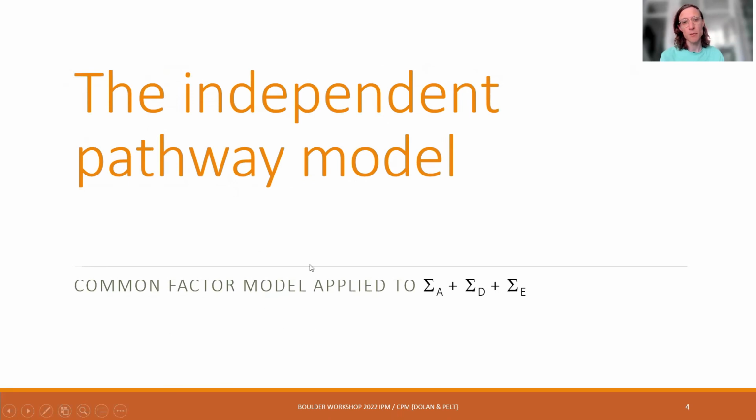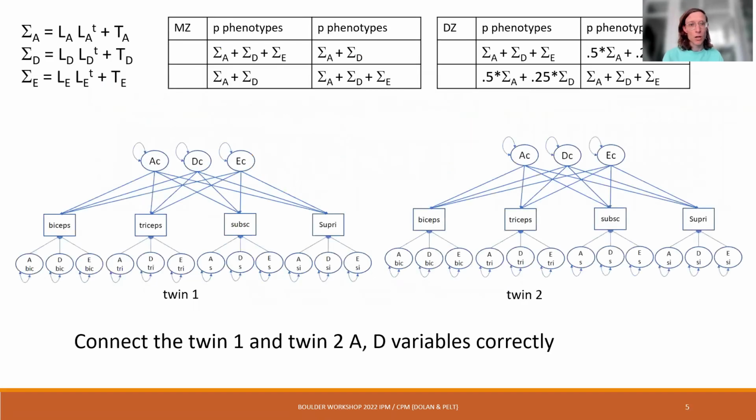So as a recap, last time I introduced the independent pathway model in the previous video. And basically it was the common factor model applied to our additive, non-additive, and non-shared environmental covariance matrices. So here on the top left is the model in matrix algebra, right? We want to represent our sigma A, sigma D, sigma E in terms of the common pathway, common factor model, sorry. I've shown it here in matrix algebra on the top left, but also in the figure below, actually two figures, one for each twin.